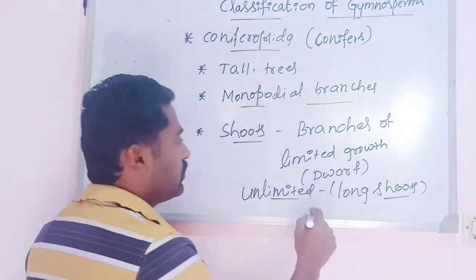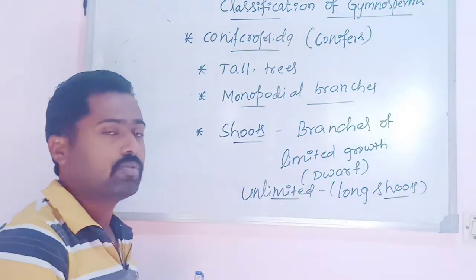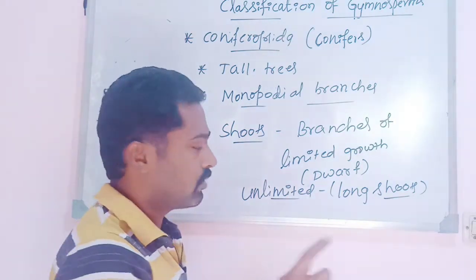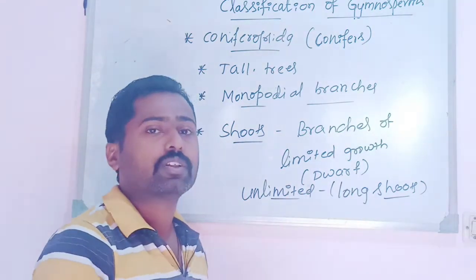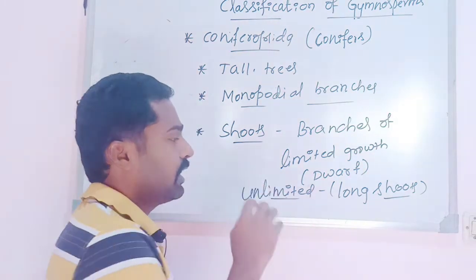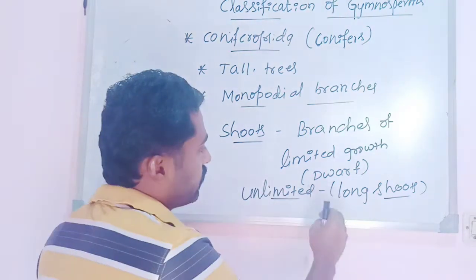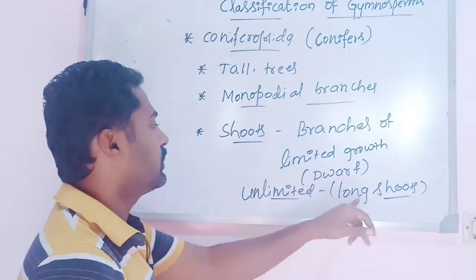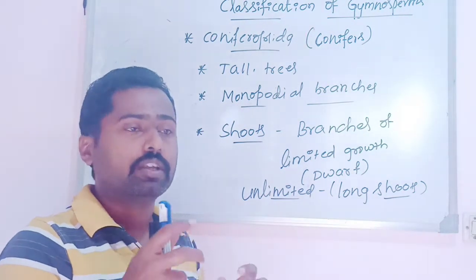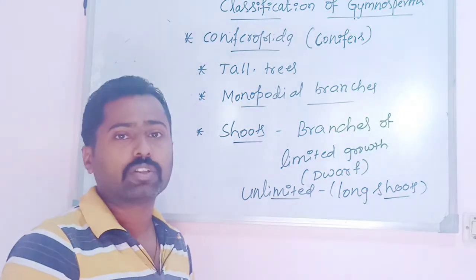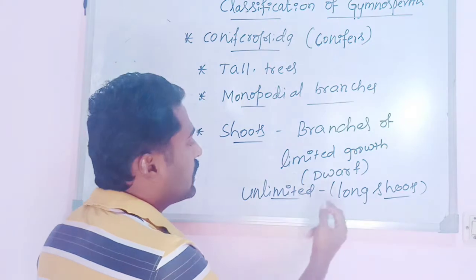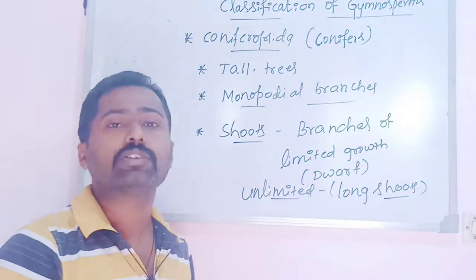Dwarf means short, the branches of limited growth are called dwarf shoots, whereas the branches of unlimited growth are called long shoots. Their growth is very lengthy, so they are said to have unlimited growth. Their growth is not limited; they can grow to any length. That's why they are called unlimited branches or long shoots.